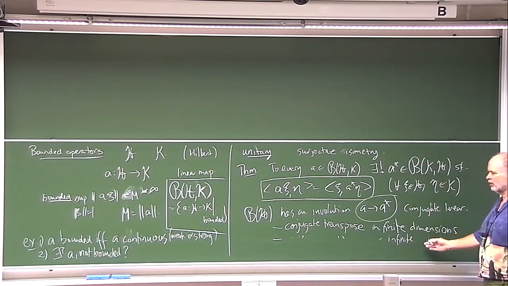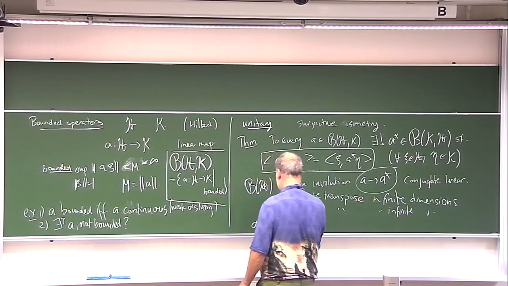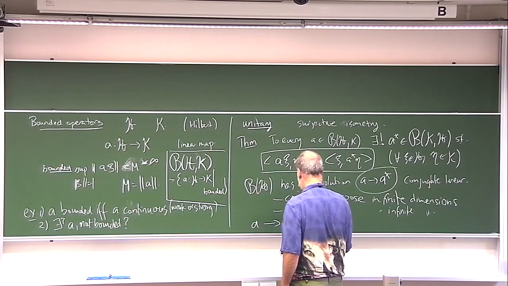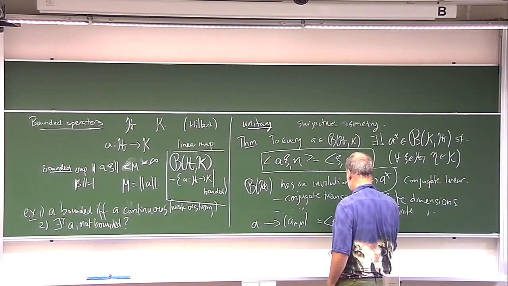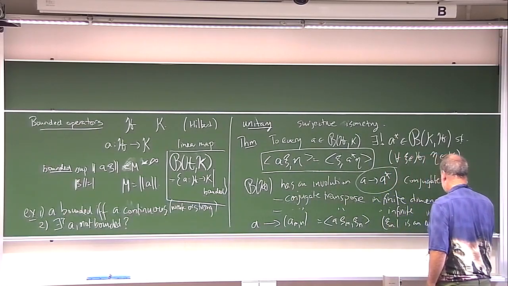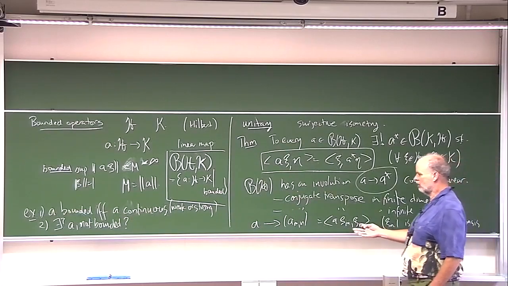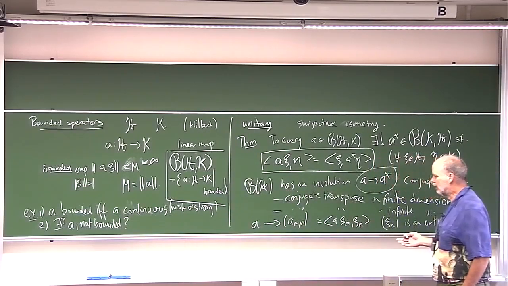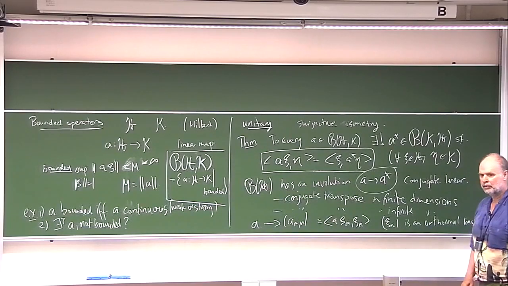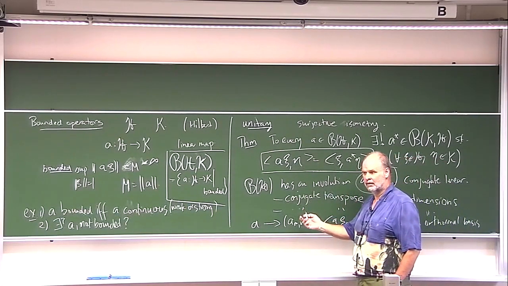But I have to be a bit more careful here. The first thing is that any A belonging to B of H has a matrix form, which is A_mn. And this, by definition, is A psi_m psi_n, where psi_m is an orthonormal basis. So it's obvious that any bounded operator is specified by a matrix, and the star operation is the conjugate transpose for this matrix. What's much more subtle in infinite dimensions is which matrices define bounded operators. That's not so obvious at all.